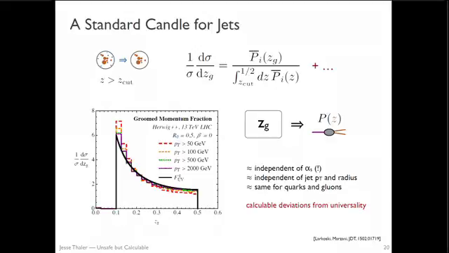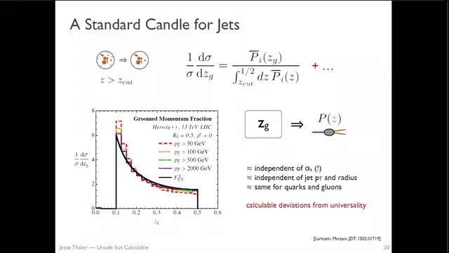And so starting off with something that's unsafe, pushing hard and trying to figure out how to calculate, we actually get something that's really surprising. Not only is it calculable, but apparently it's universal, and that universality is mapped onto the universal singularity structure of QCD, namely the Altarelli-Parisi splitting function.